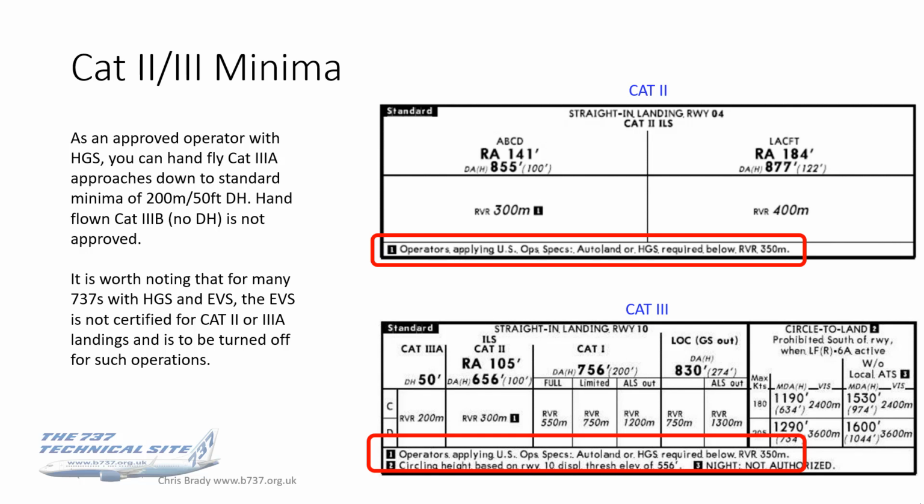Cat 2-3 minima, again, as an approved operator with HGS, you can hand fly Cat 3 air approaches down to standard minimum of 200 meters or 50 feet DH. Hand flown Cat 3B is not approved. Again, it's worth noting for many 737s with HGS and EVS, the EVS is not certified for Cat 2 or Cat 3A landings and is to be turned off for such operations. But again, this information's as of 2022, as per your airline SOPs and your regulatory authority.